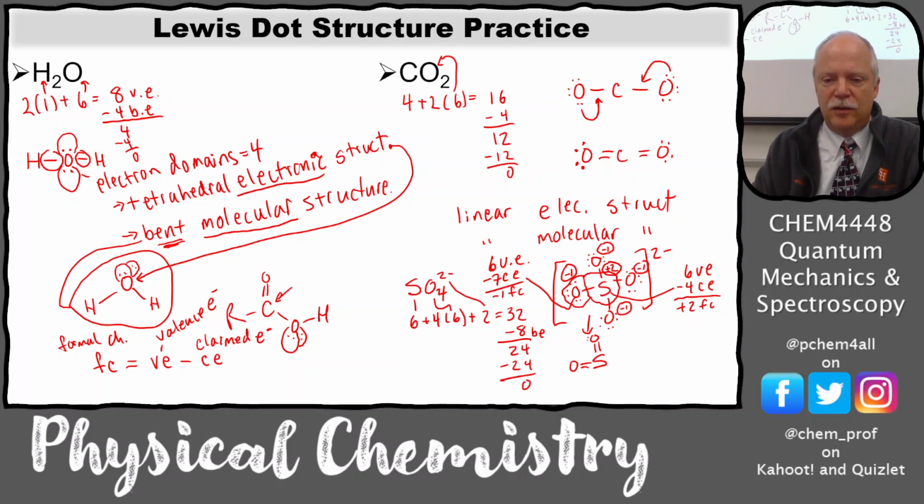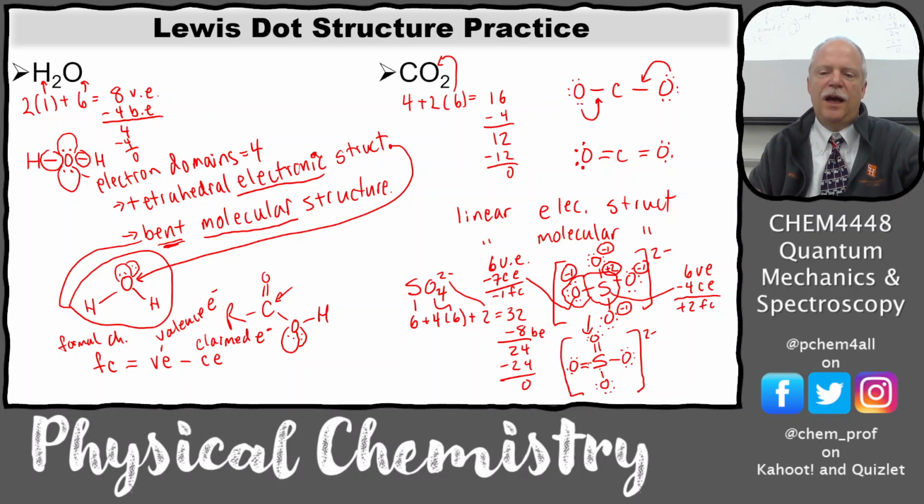And so if I make those 2 double bonds and these 2 single bonds, I still have my bracket of 2 minus. And now that sulfur can claim 2 more electrons. And so it comes in with 6, it can claim 6, so it has a 0 formal charge. These oxygens have 0 formal charge because they come in with 6 and they can claim 6.